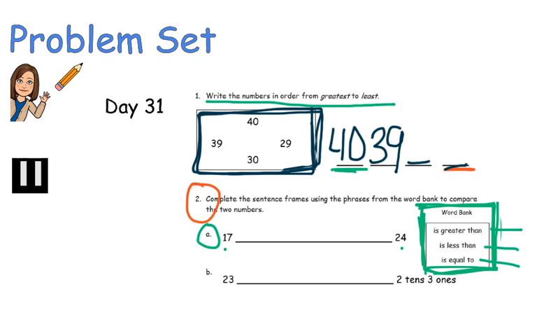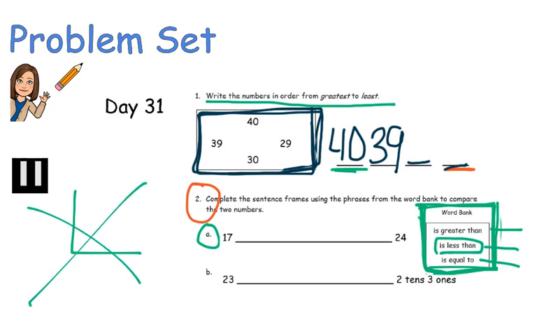So let's see, 17 and 24. What is the bigger number? 24. Okay, what is the smaller number? 17. Okay. So, what is the math way to say smaller than? Less than. So I'm going to write this whole phrase. You may not just put an L. You may not. You need to write those 3 words.